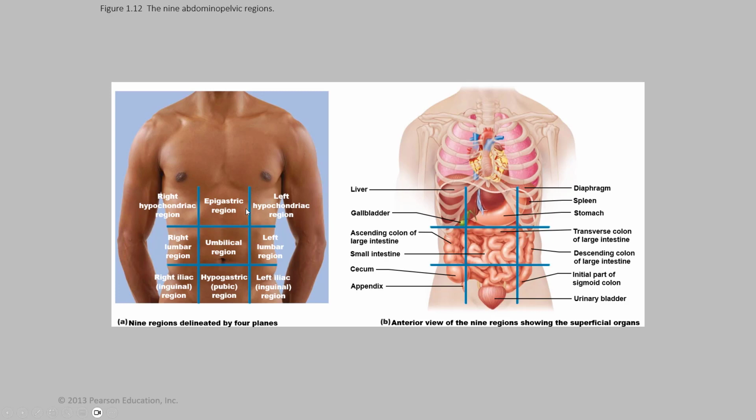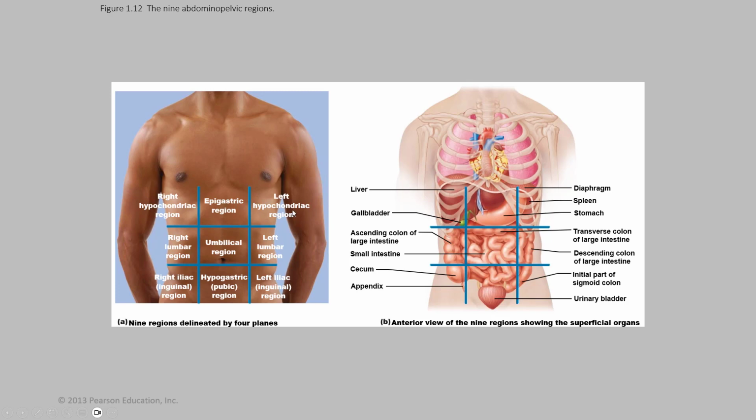Epigastric. Epi means above or on top of or on the surface. Gaster means stomach. So epigastric means above the stomach. And over here you can see the stomach, most of it is in this region right here. So we are right above the stomach.